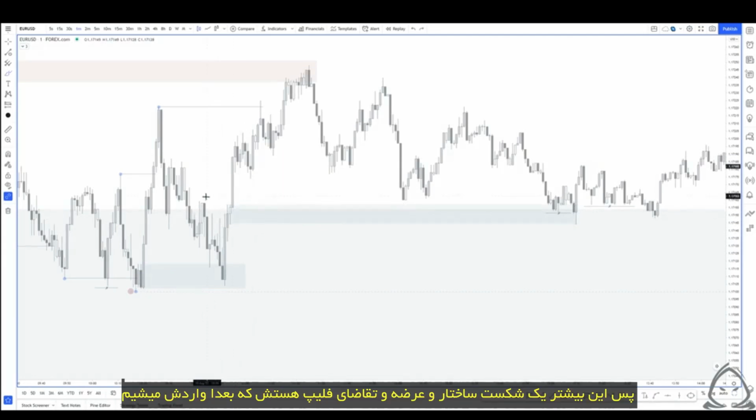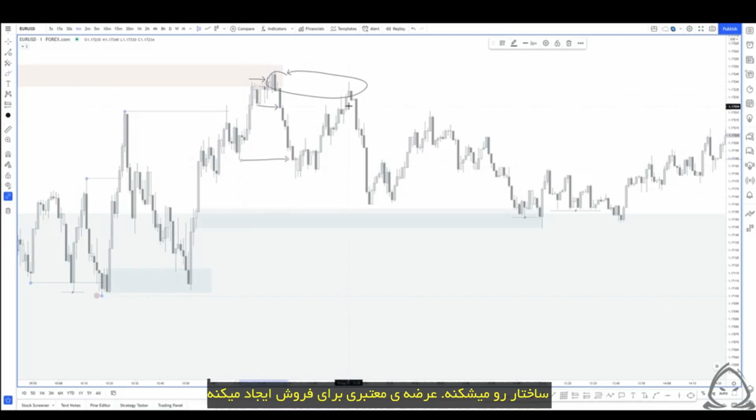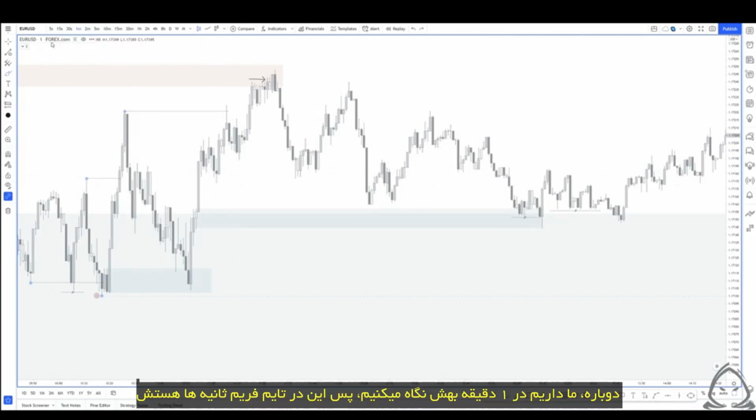So this is more of a break of structure play and a supply and demand zone flip, which we'll get into. And as we can see with this zone, sweep of liquidity creates a point of interest, breaks structure, valid supply zone to look for selling. What we can also see here is it sweeps a little bit of structure. Again, we're looking on the 1 minute. This would be on the seconds time frame.